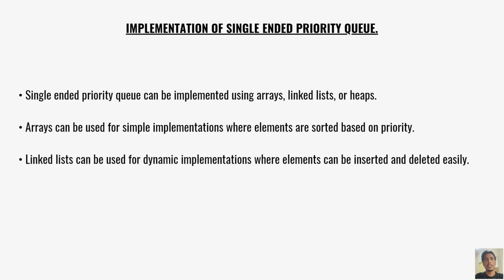Implementation of single-ended priority queues. Single-ended priority queues can be implemented using arrays, linked lists, or heaps. An array can be used for simple implementation where elements are sorted based on the priority. A linked list can be used for dynamic implementation where elements can be inserted and deleted easily.